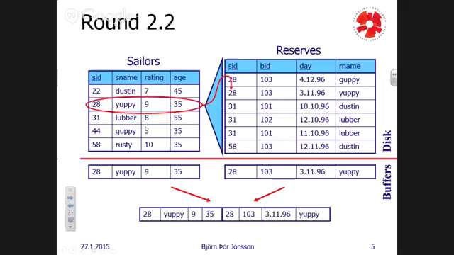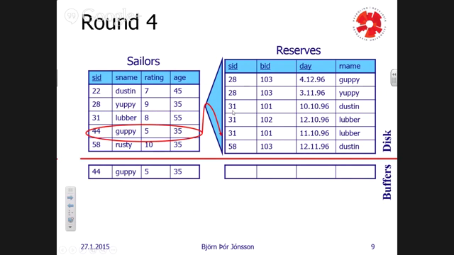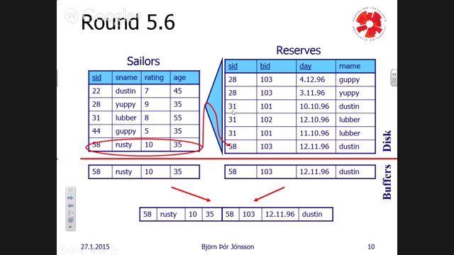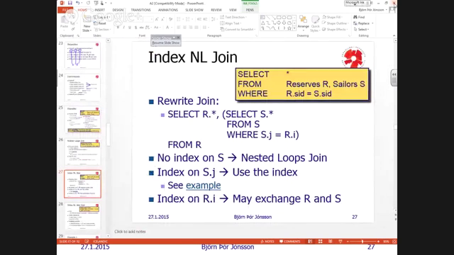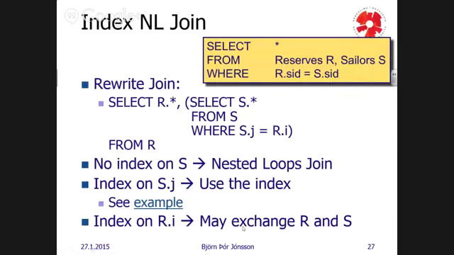And then we will basically try the next record here, find that it's not 28, and then we'll go back to 31, retrieve, done. 44 doesn't find a match, 58 finds a match, and we're done. That was a lot faster, right? So for every record here, you only had to go through the index, which is less of a cost.